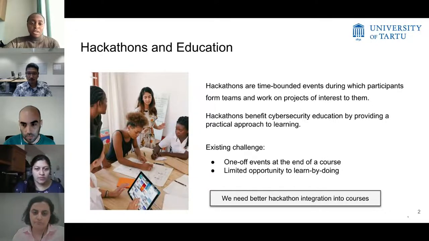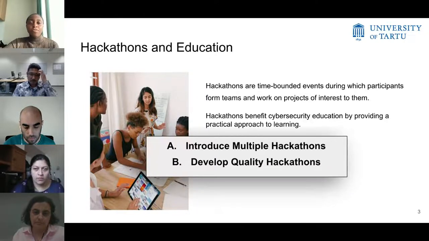And two ways actually that we have proposed this is to introduce multiple hackathons during the course. But for each hackathon, we develop it in a way that it achieves specific goals. And this can be learning, this can be collaboration as well.